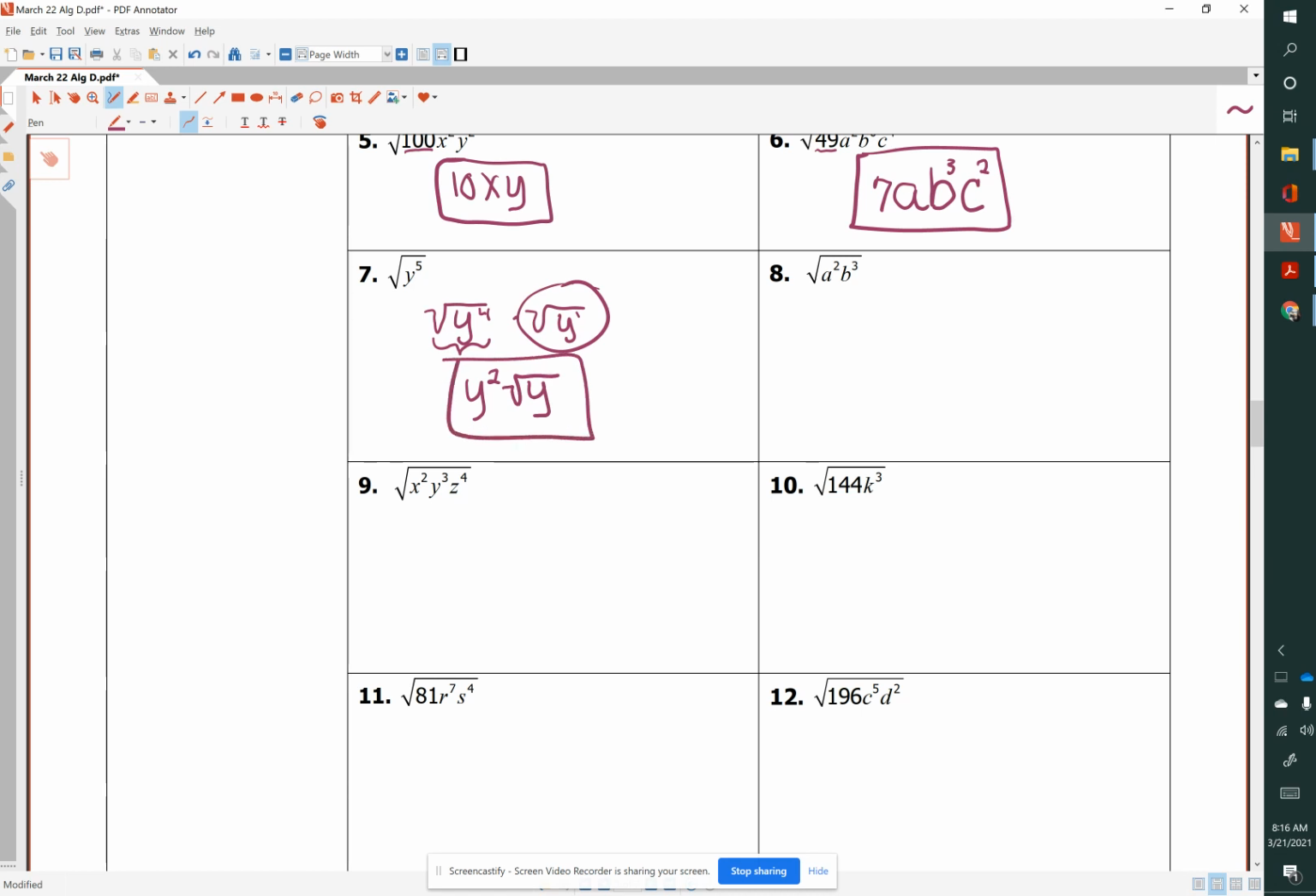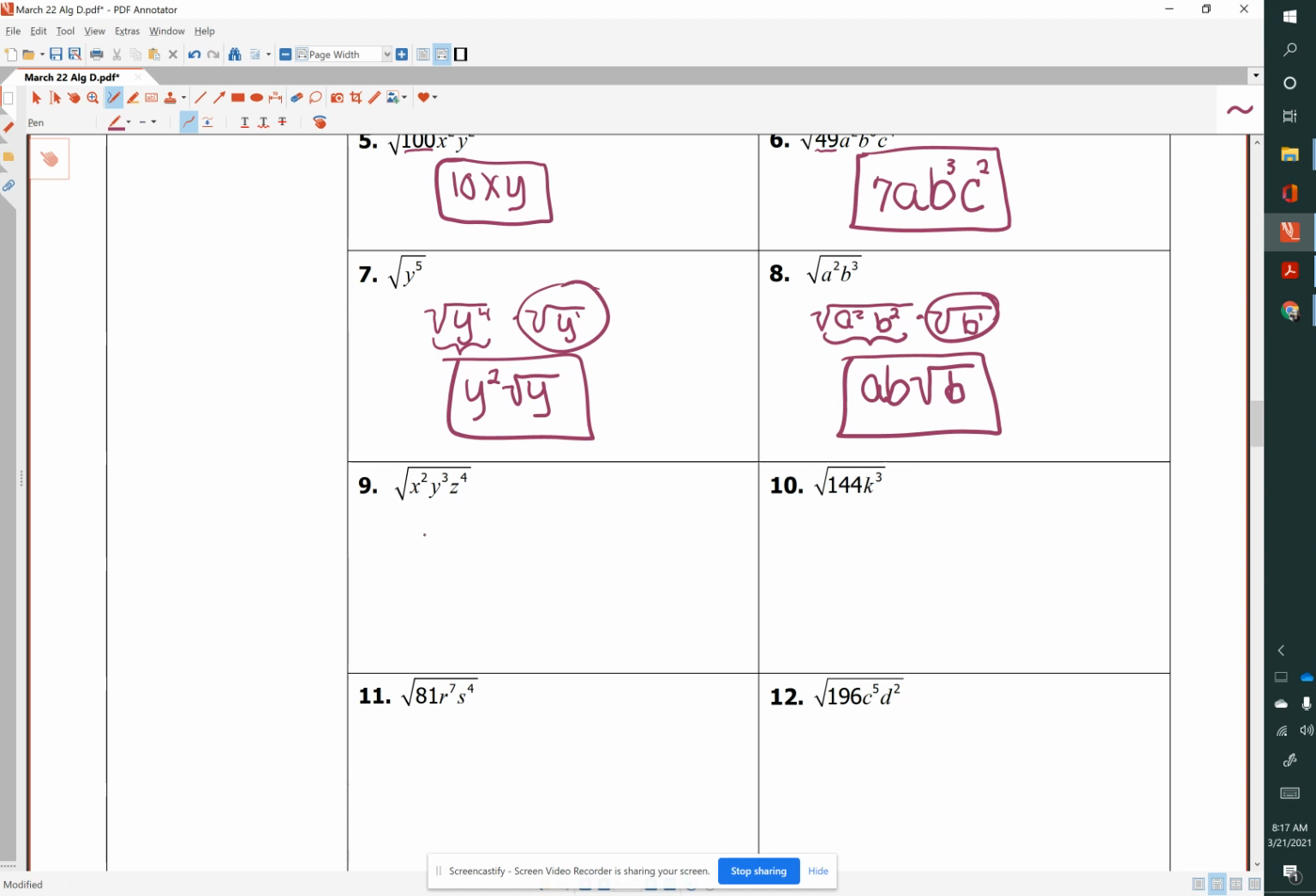So let's look at number 8. So it would be the square root of a squared, because that's a multiple of 2. B, we have to do 3 minus 2 is 2 times the square root of b to the first power. So then we evaluate the left side, which would be the square root of a squared is a. The square root of b squared is b, because 2 divided by 2 is 1. Those will be invisible ones. And then we have this kind of remainder, which is the square root of b, and that becomes an invisible exponent of 1 as well.